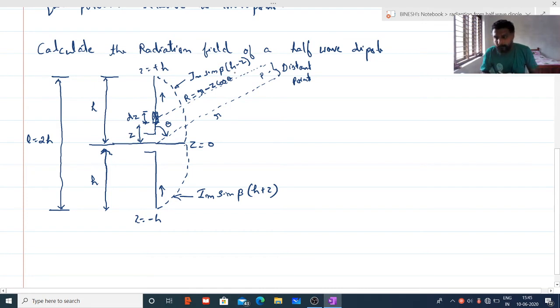This is the figure that I had to discuss with you for calculating the radiation field at a far point P from a small element in the dipole antenna. That means I have taken only a small section, that is dz. Combining all the dz, you will get the full length, if you count that completely. So I have taken a small element in the half-wave dipole antenna, that is the dz.